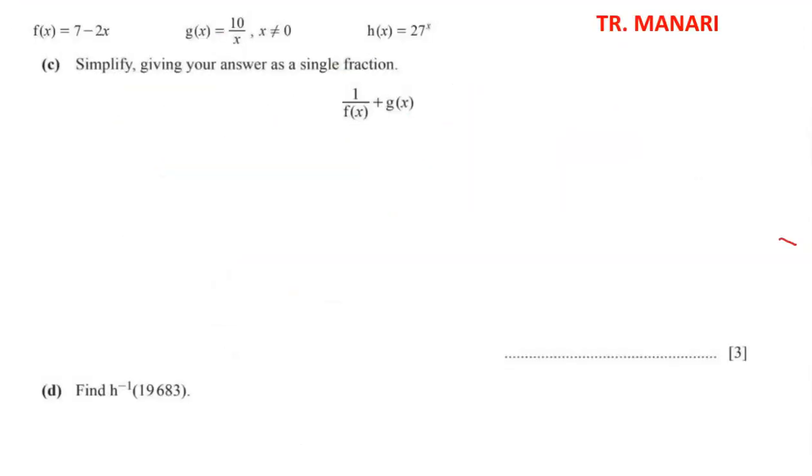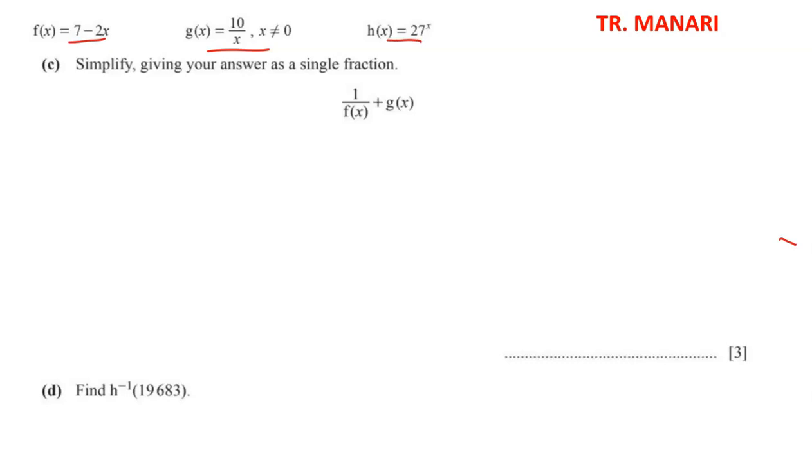So in the first question, simplify giving your answer as a single fraction. We have f of x being given as 7 minus 2x. We have g of x, which is 10 over x, and x is not equal to 0, just basically because any number divided by 0 gives an infinite value. And then h of x is 27 to the power of x.